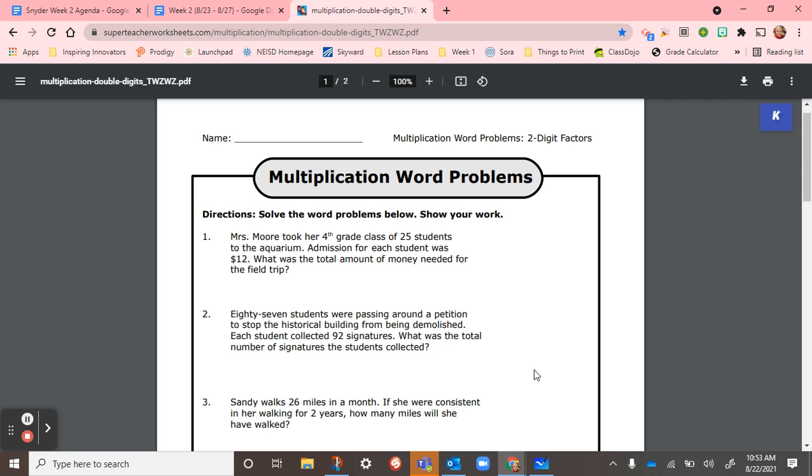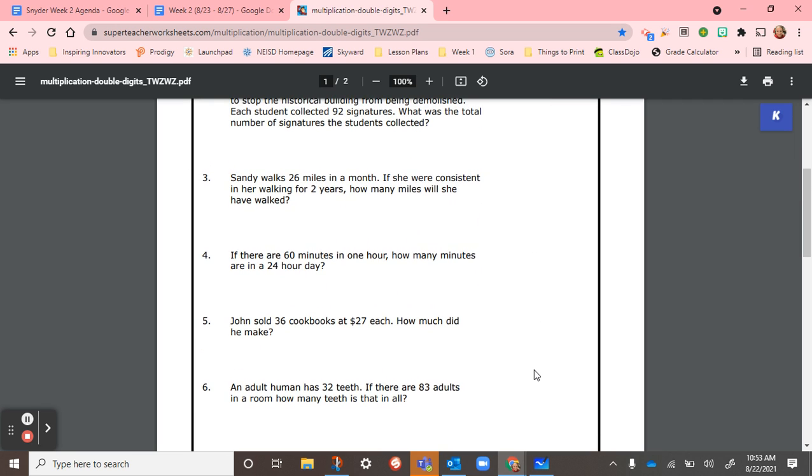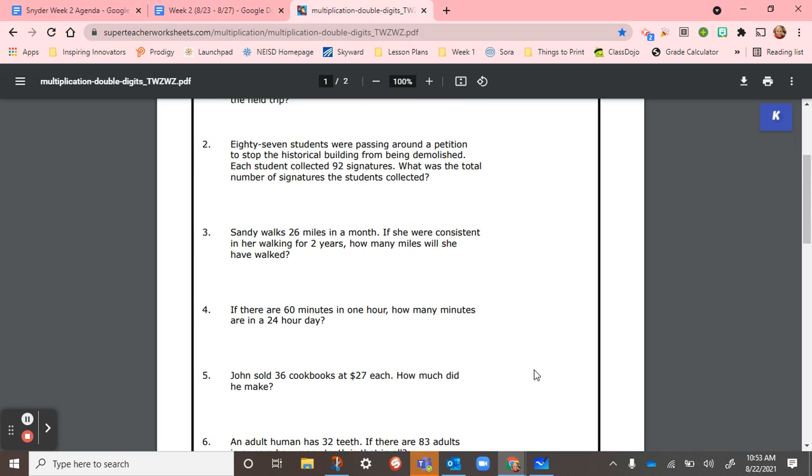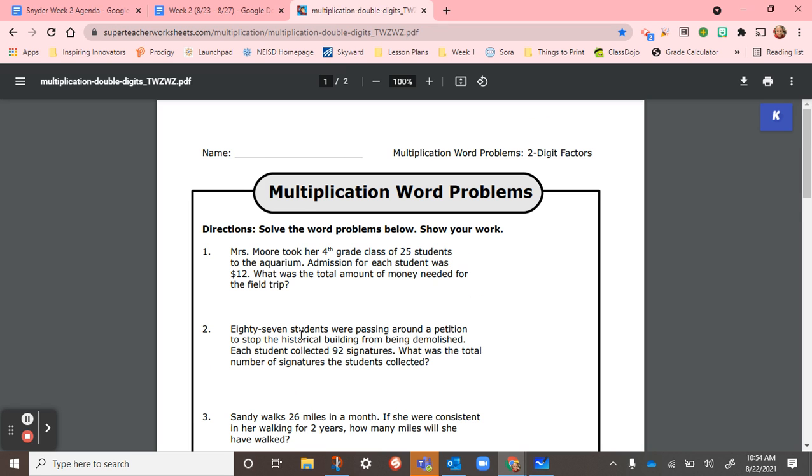So over here, you've got problem 2 all the way to 6. So really think about each one of these. For example, on number 3, Sandy walks 26 miles in a month. Really picture these and visualize what the story is and what's happening, and really think about what that looks like. And we will turn this in on Friday.